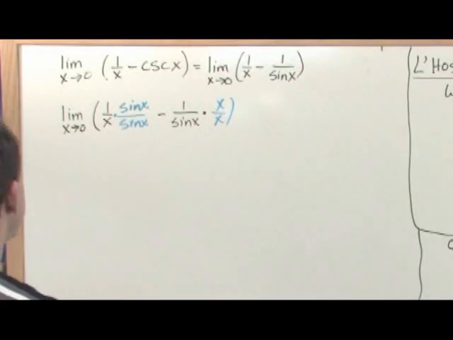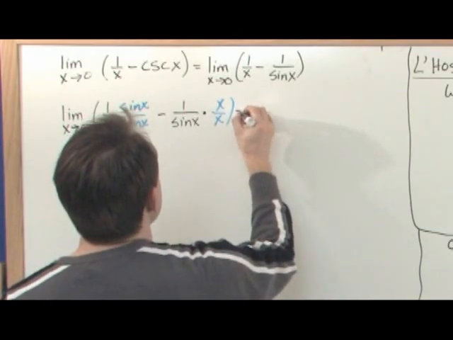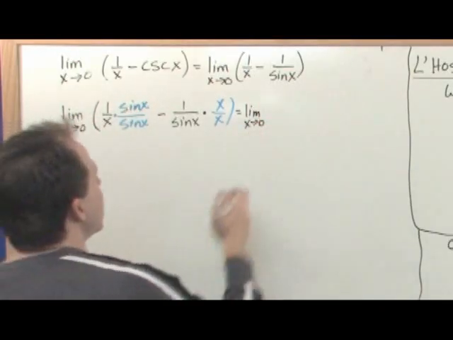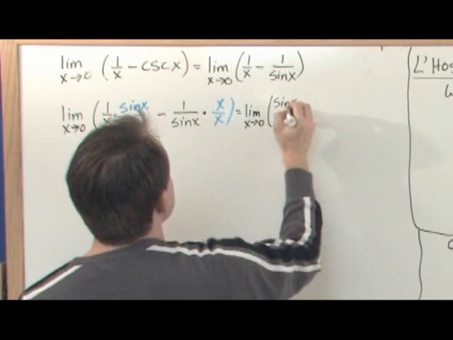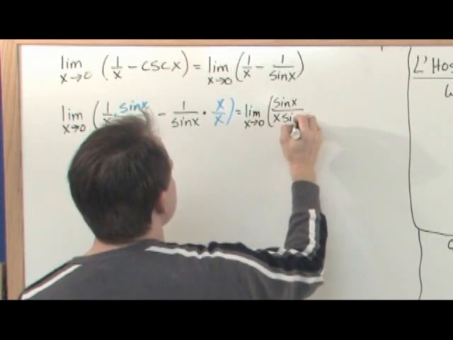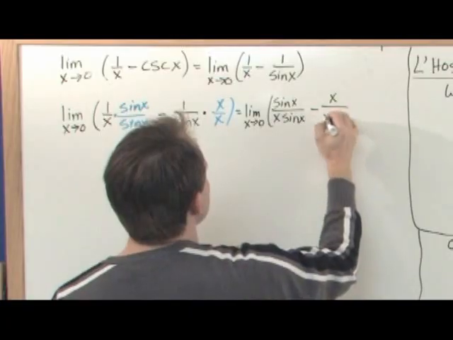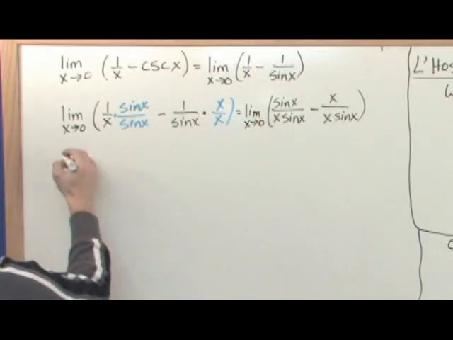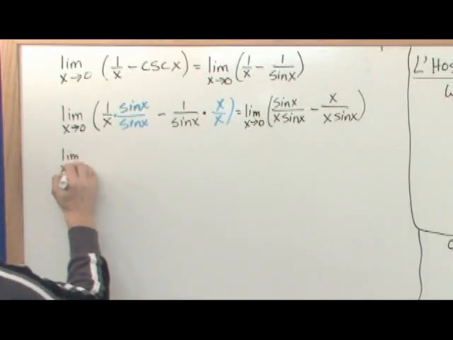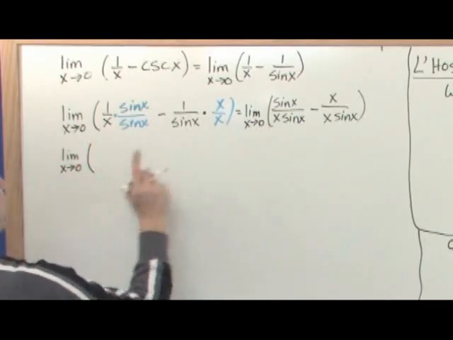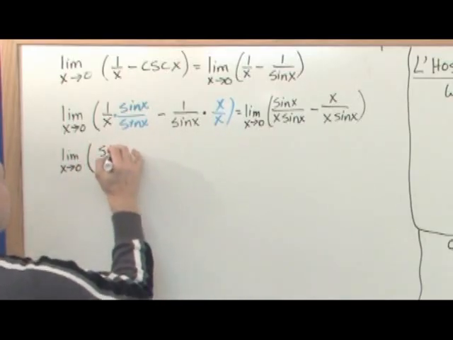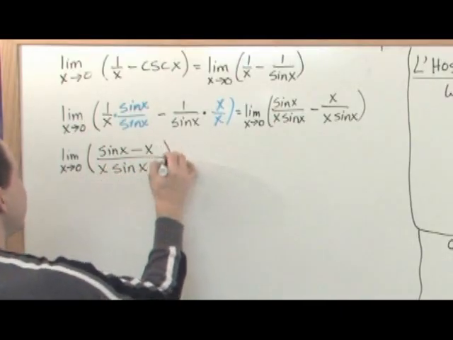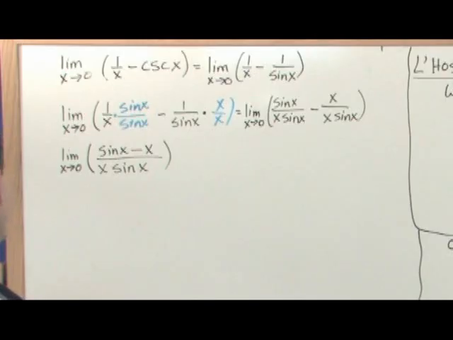Now why in the heck would I do this? The reason is because what I'm going to have is the limit as x goes to 0 of sine of x over x times sine of x minus x over x times sine of x. I've got my common denominator. That's the reason why I did that. And so when you do this, just go ahead and subtract your fractions: sine of x minus x over x times sine of x. Now let's see if doing this did anything for us. Let's figure out what form we're in now, okay?